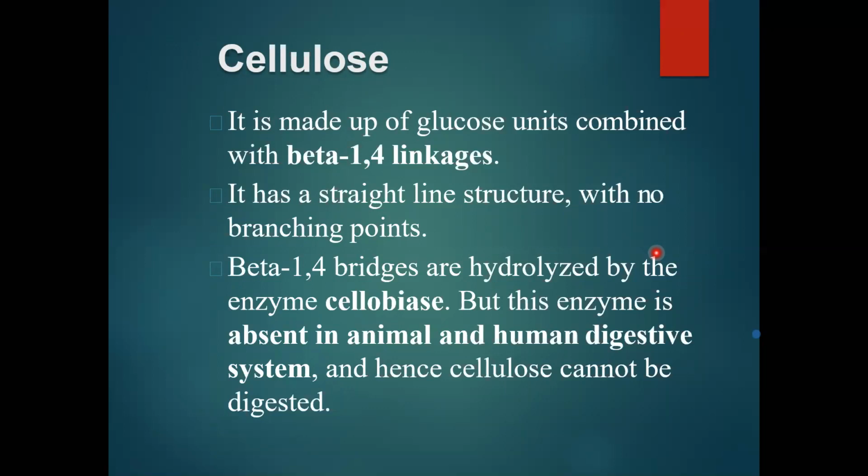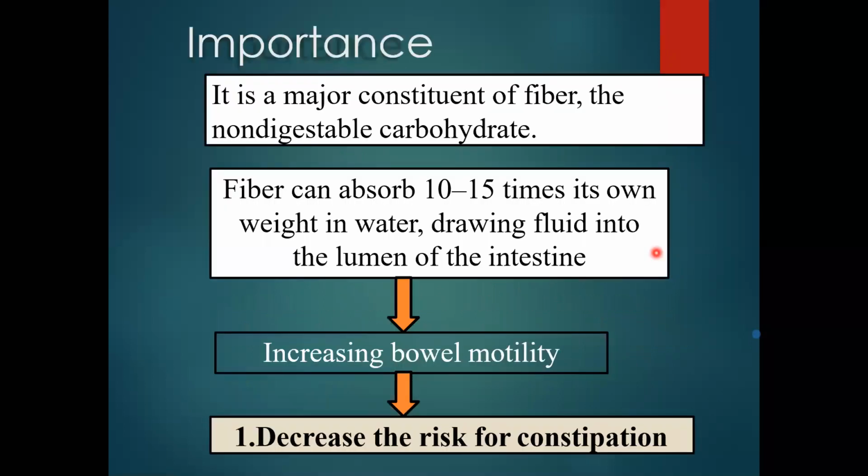This enzyme is present in the intestine or stomach of the goat and cow, which can digest grasses, but we humans do not have the enzyme to digest cellulose. So we don't have any mechanism to digest cellulose, and it goes undigested into the fecal matter. Importance of cellulose: it is a major constituent of fiber and non-digestible carbohydrate.